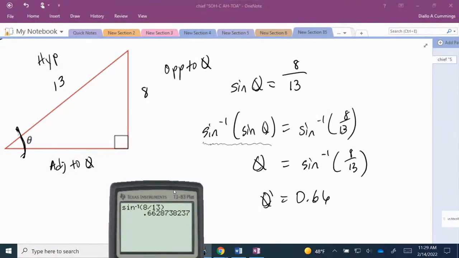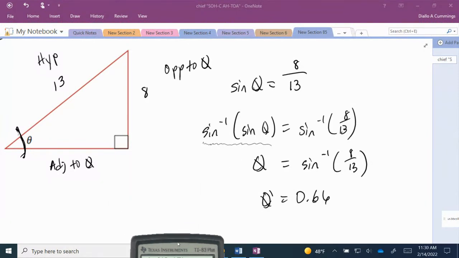I just wanted to go through that. I believe there are a couple of problems in the section 2.3 homework that asks you to find a given angle measure. So once again, you'll label all of your sides according to the reference angle. You use Chief Sokotoa, right? Set up your trig function and evaluate.